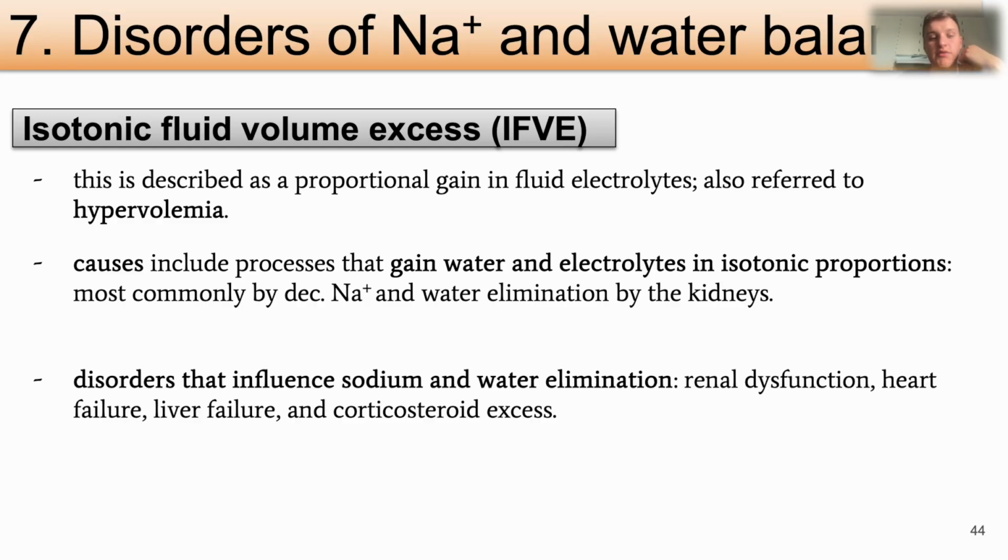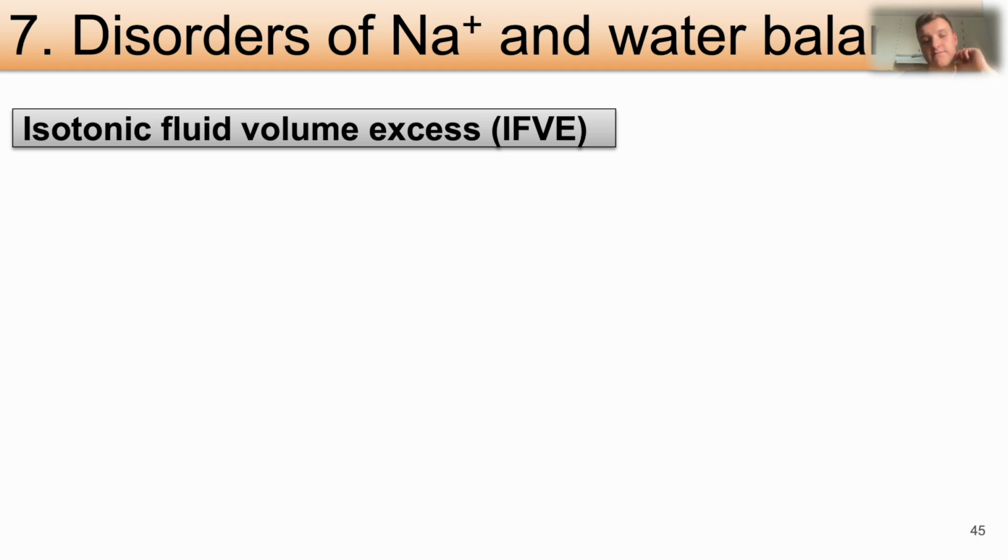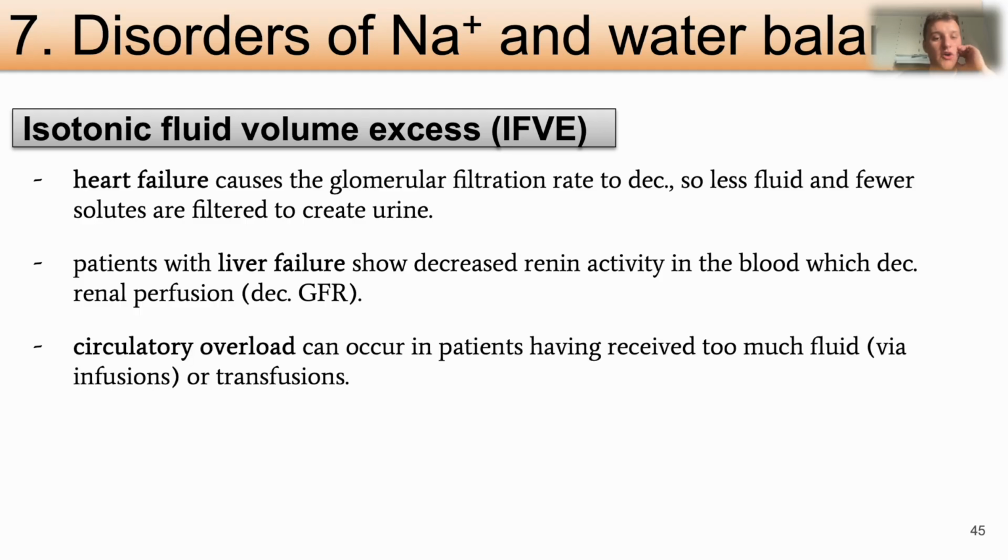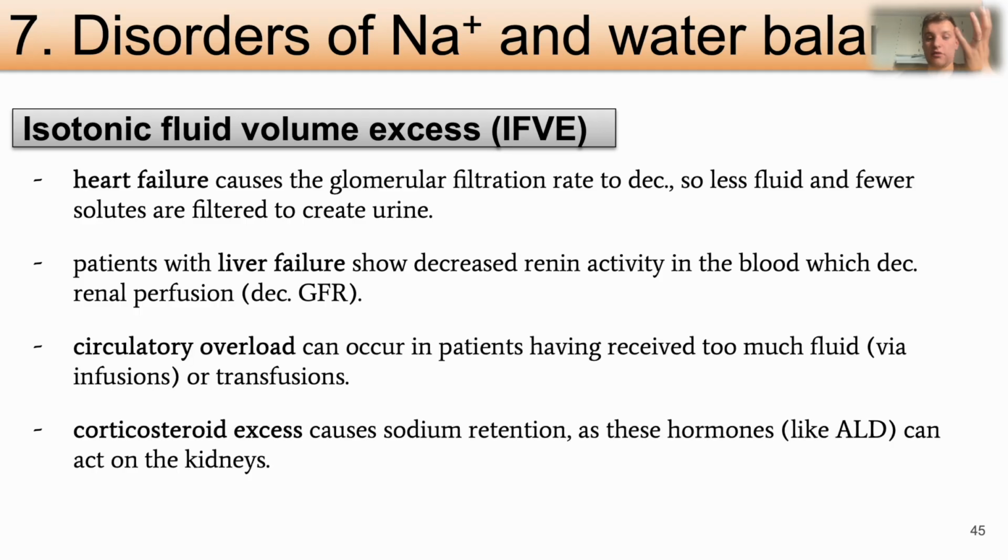Causes include processes that gain water and electrolytes in isotonic proportions, most commonly by decreasing the sodium and water elimination by the kidneys. The disorders that influence sodium and water elimination: renal dysfunction, heart failure, liver failure, and any corticosteroid excess. Heart failure causes glomerular filtration rate to decrease, so fluid and fewer solutes are filtered to create your urine.